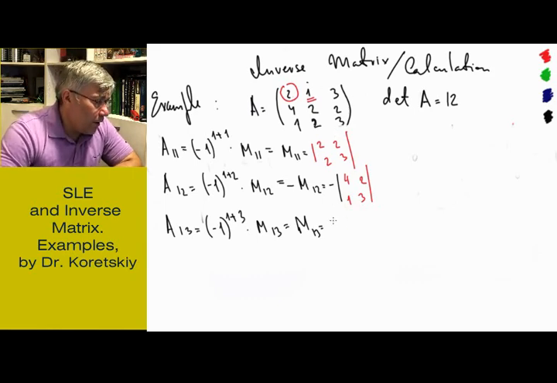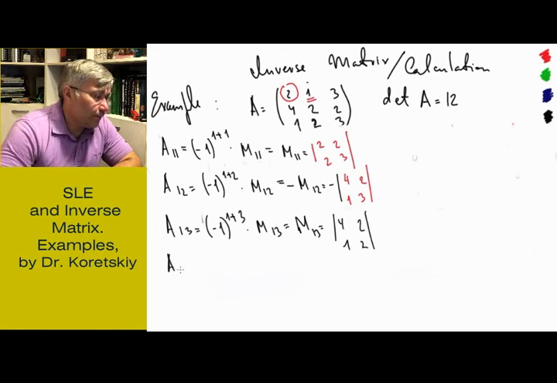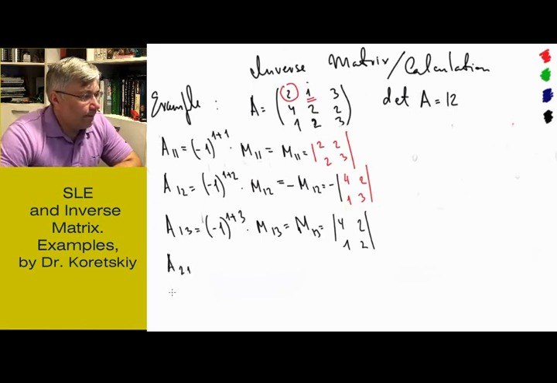And for other elements, we have A21, A22, A23. What else do we have here?